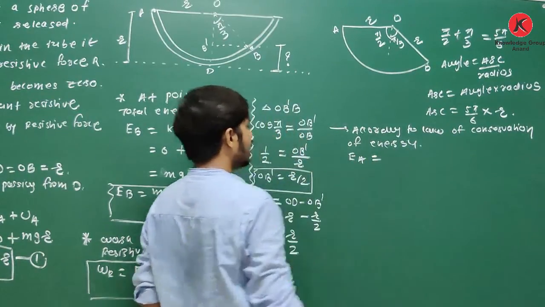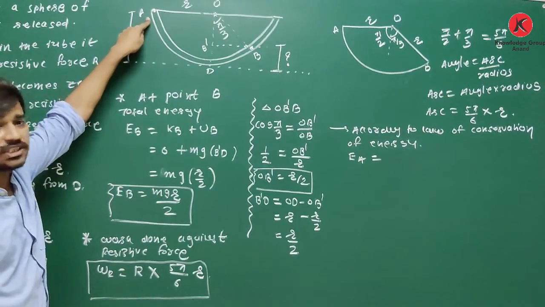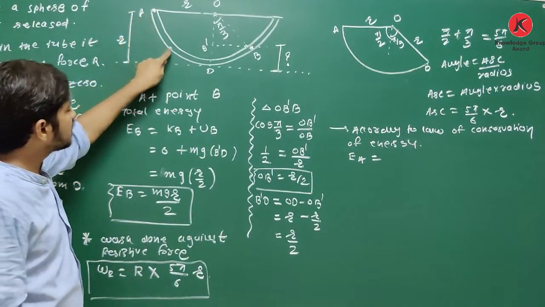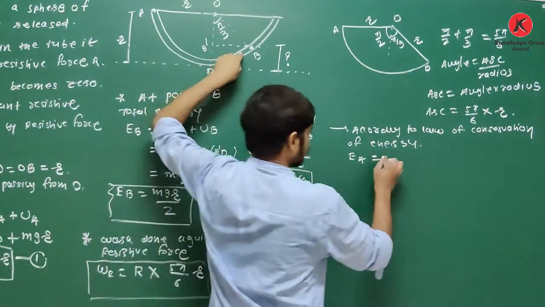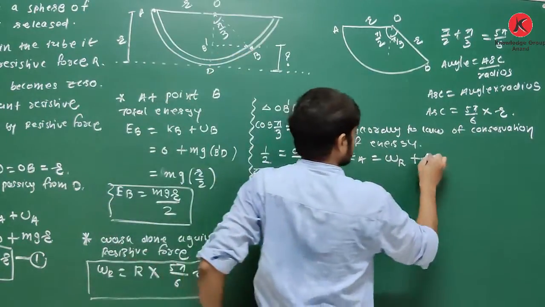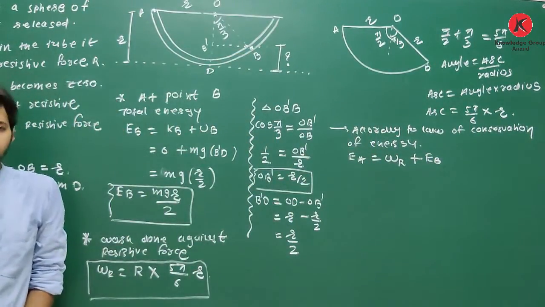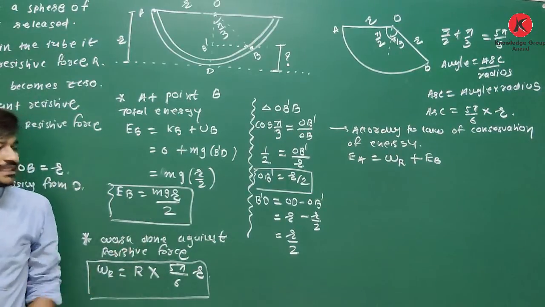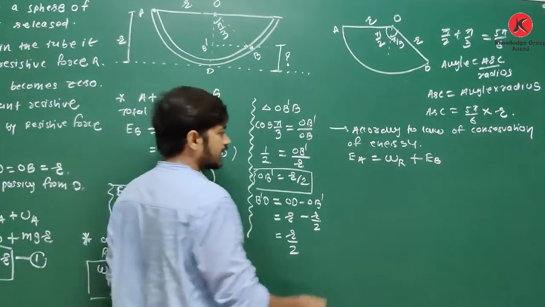Initially it is at point A, so at this point it has energy EA. Now some energy is used against the resistive force, that is WR, and plus at point B it has remaining energy, that is EB. Clear about this? Okay, so yes, it is the relation.